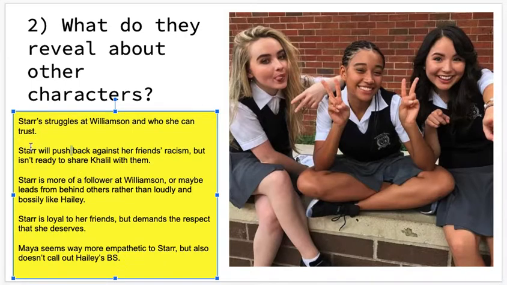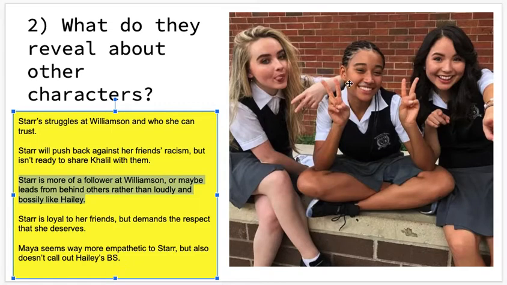It also revealed that Star is definitely willing to push back against her friend's racism when people are being rude to her, but she wasn't ready to share Khalil with them, and that was an interesting kind of internal conflict. It also showed me that Star is maybe a follower at Williamson, or maybe she just leads differently. So that's now something I can think about as I continue reading.